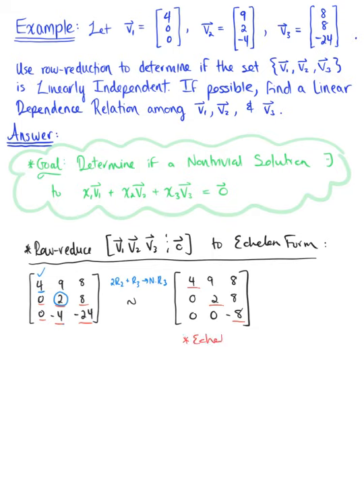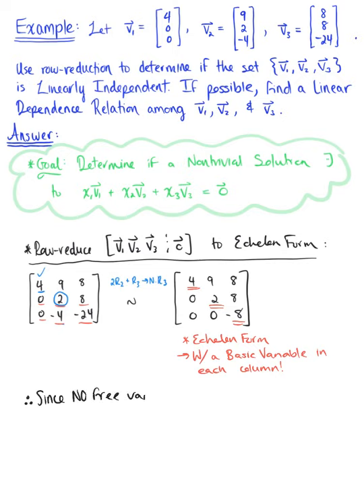Woohoo! Now, not only is this echelon form, but let's observe that we have a basic variable in each of the columns. So there are no free variables and one unique solution. So we can make our big final conclusion. Since no free variables exist, the vector equation, as stated above, has only the trivial solution.